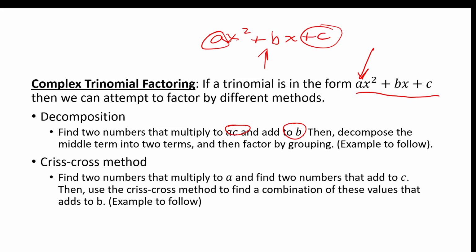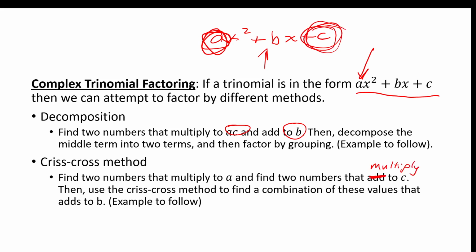We can also use the crisscross method. We can find two numbers that multiply to a and two numbers that multiply to c. Right here it says add. That should actually say multiply.